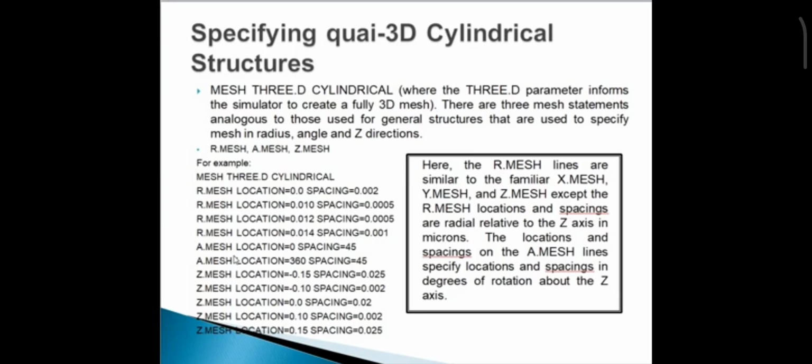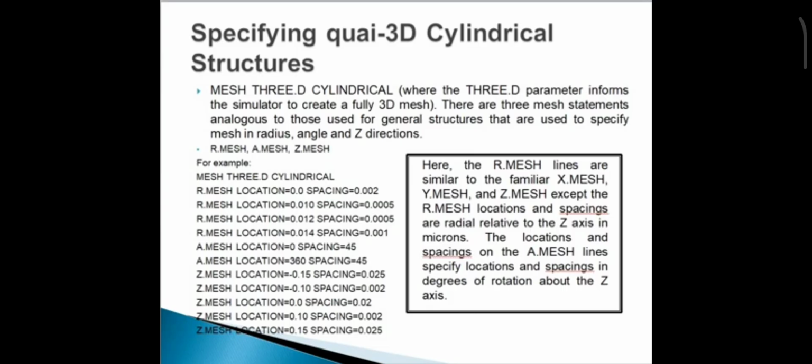Here the r.mesh lines are similar to the familiar x.mesh, y.mesh, and z.mesh, except that r.mesh location and spacing are radial relative to the z-axis in micron. The location and spacing on the angular mesh line specify degree of rotation about the z-axis. The z.mesh lines are exactly the same as have already been discussed in the last slide.